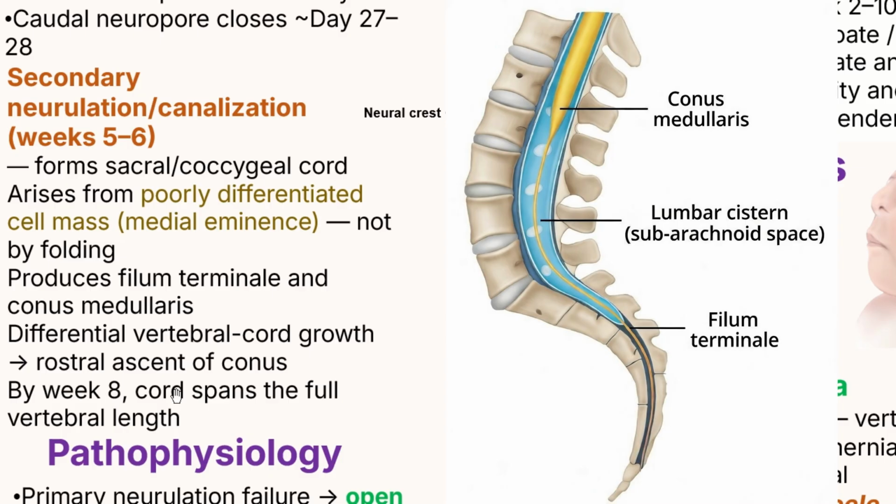So we'll find that the bones, the backbone, is going to grow faster than the cord, and therefore the cord will be shorter than the vertebra. That's why the cord in adults is going to end around L2, in young children around L3, L4 there.